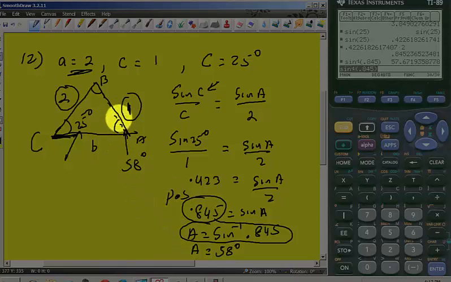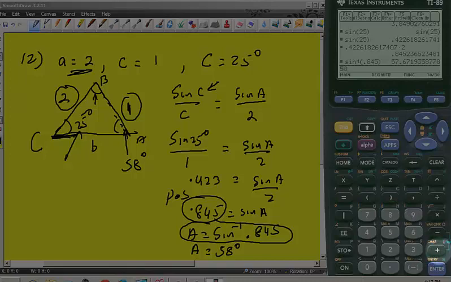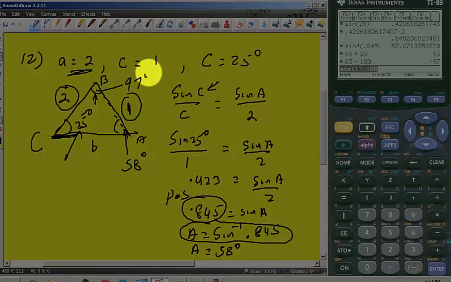While we're here, we might as well go ahead and find angle B now. We're going to take 58 and add 25, and that's equal to 83. And we're going to subtract from 180, and of course that gives 97. So that means angle B has to be 97 degrees.